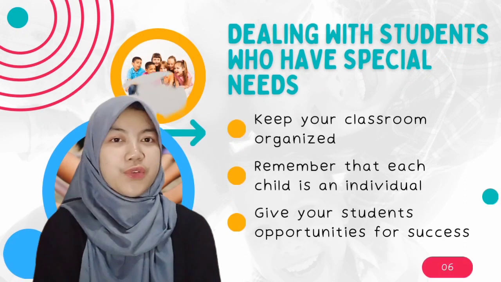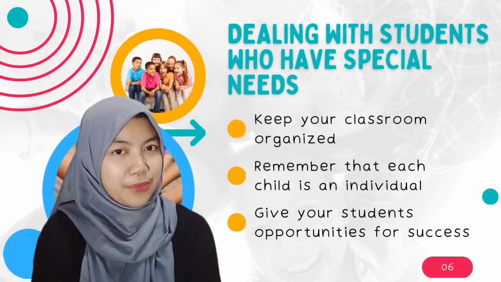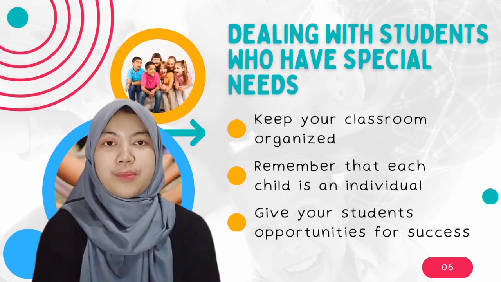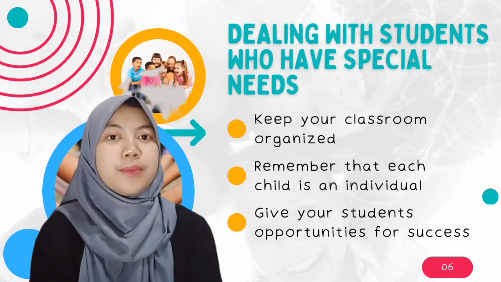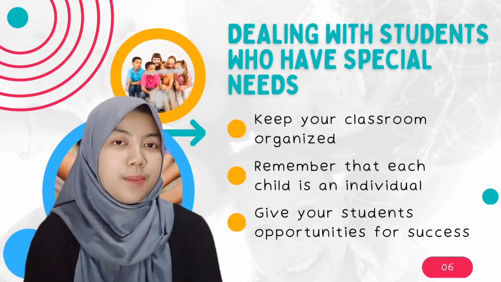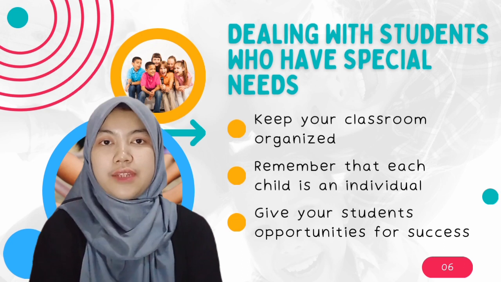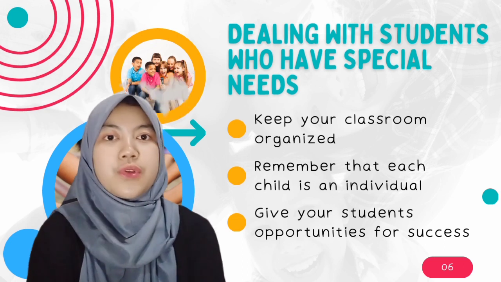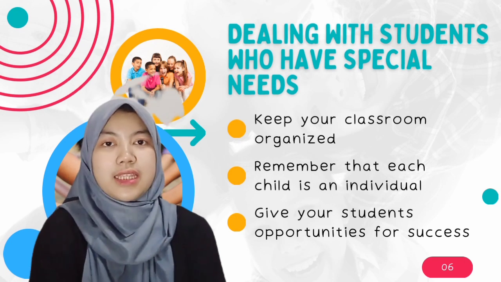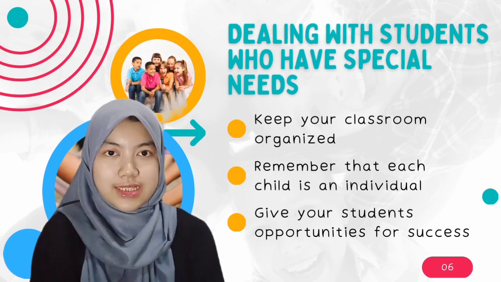12, give feedback so students know their ability, and if needed, use a personal approach and talk to specific learners. The third is dealing with students who have special needs. Number 1, keep your classroom organized. Keeping your classroom organized will also help to minimize stress and distractions. Number 2, remember that each child is an individual. Try to get to know your students as individuals instead of identifying them by their diagnosis.